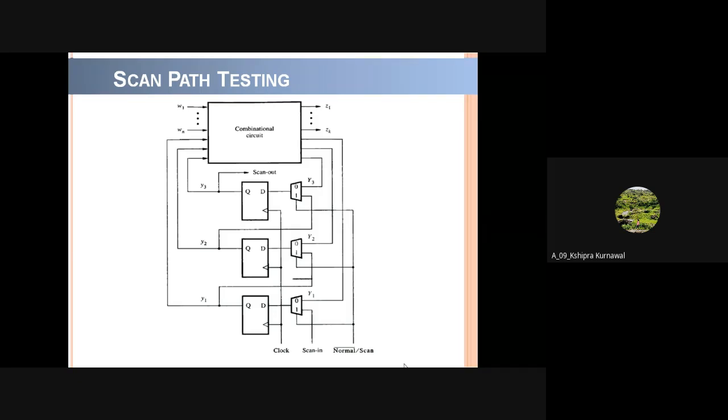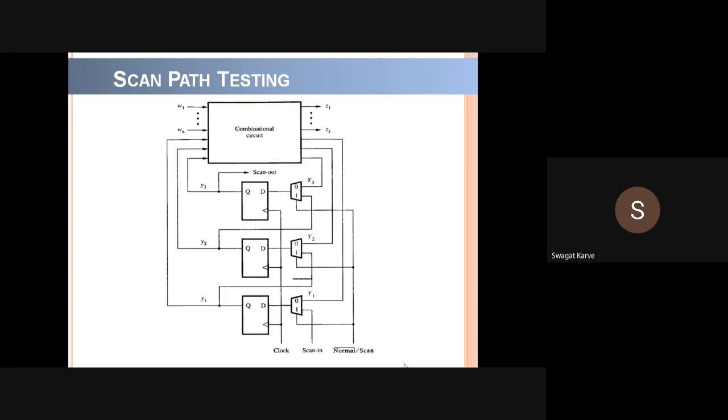Yes, sir. Okay. So, in the last lecture, we started the revision of unit number 5, and we completed half of it. We studied the testing of combinational logic circuits and the different methods used for it. Today, we will discuss the testing of sequential logic circuits.